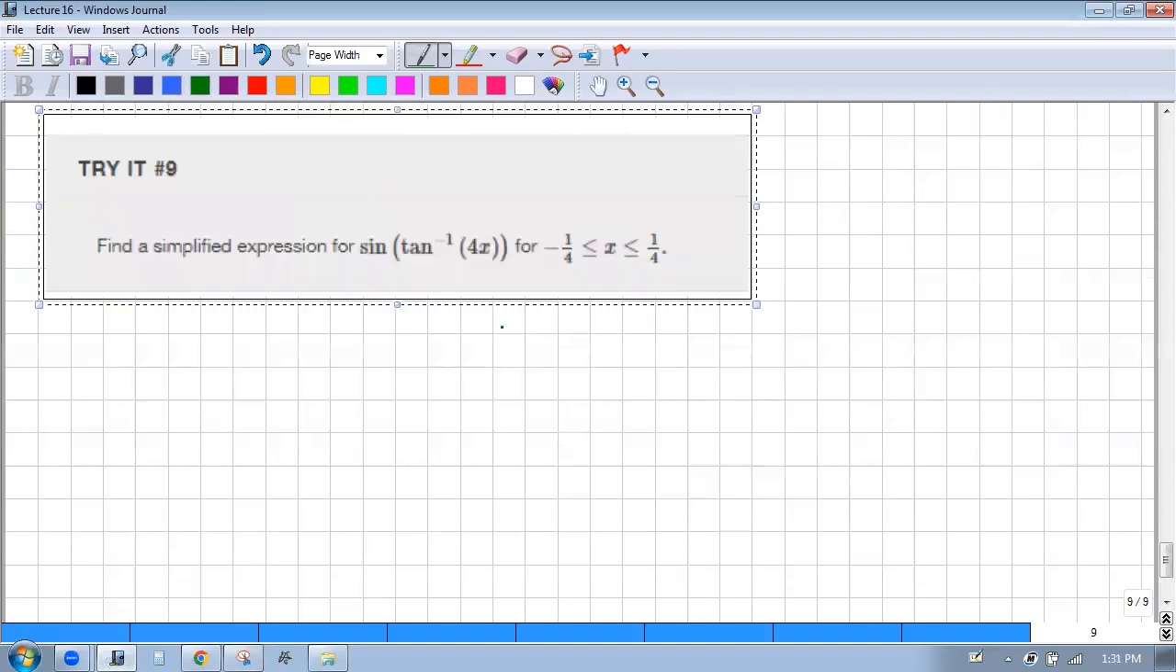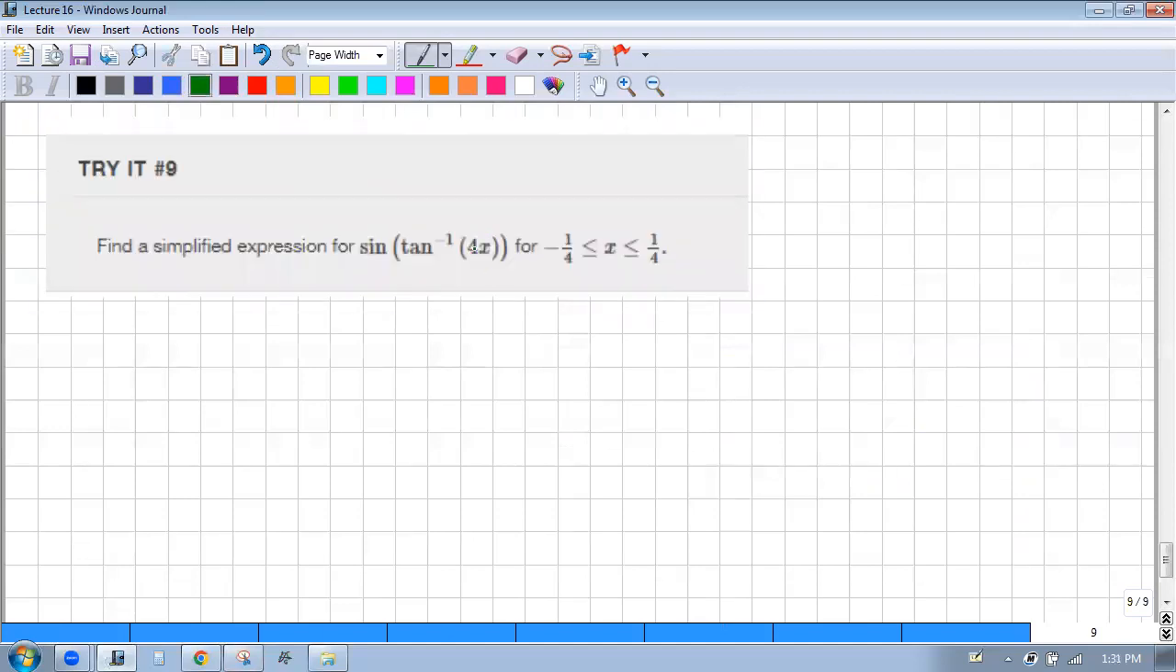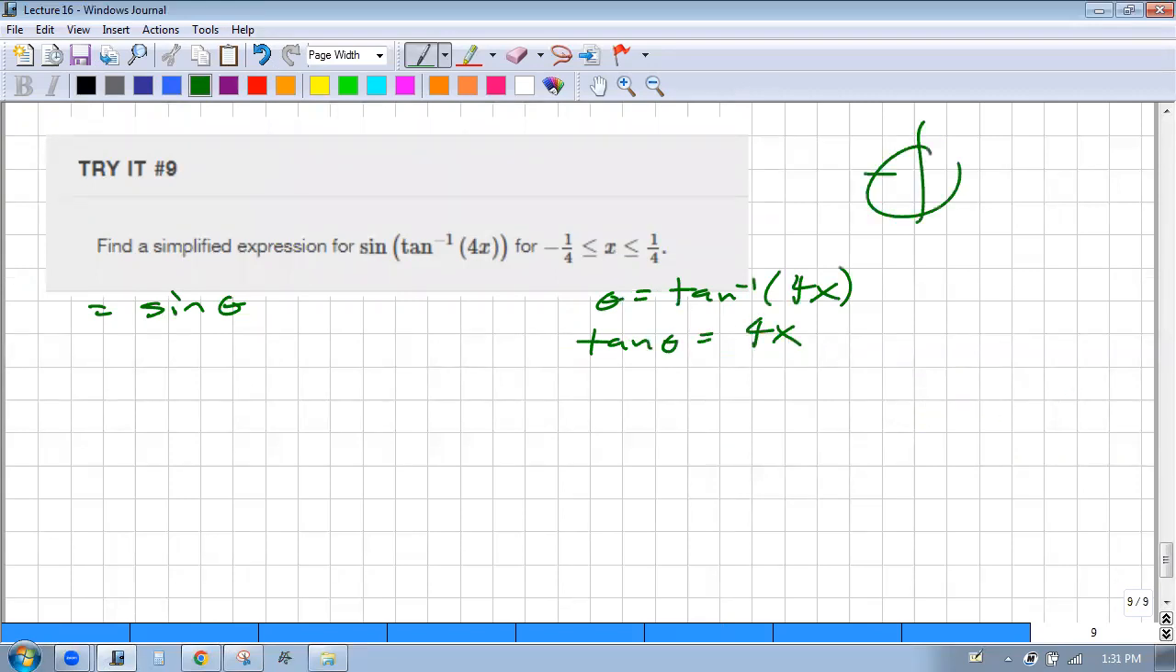Okay, we have sine of tangent inverse of whatever. So this is sine of theta, where theta is tangent inverse of 4 times some number. So that means tangent of our angle is 4 times some number. It's tangent inverse, so that means our angle is over here. We're going to need more information. Sine here is positive up here, but negative down there. So we do need more information.